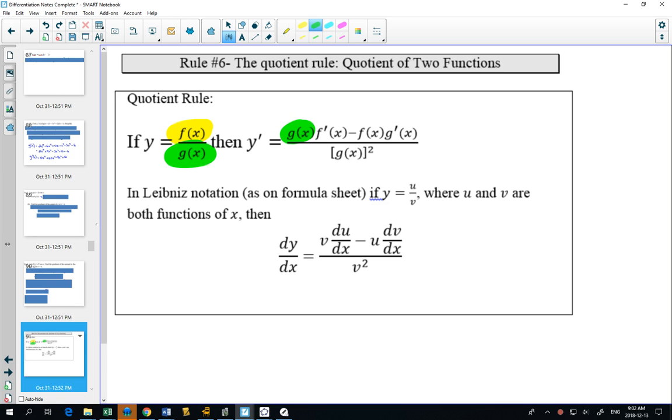We keep the second one the same, multiply by the derivative of the first one. And then like the product rule, we add or subtract. In the product rule, we add. In the quotient rule, we subtract. Then we keep the first one the same, derivative of the second one, divided by the second one squared.